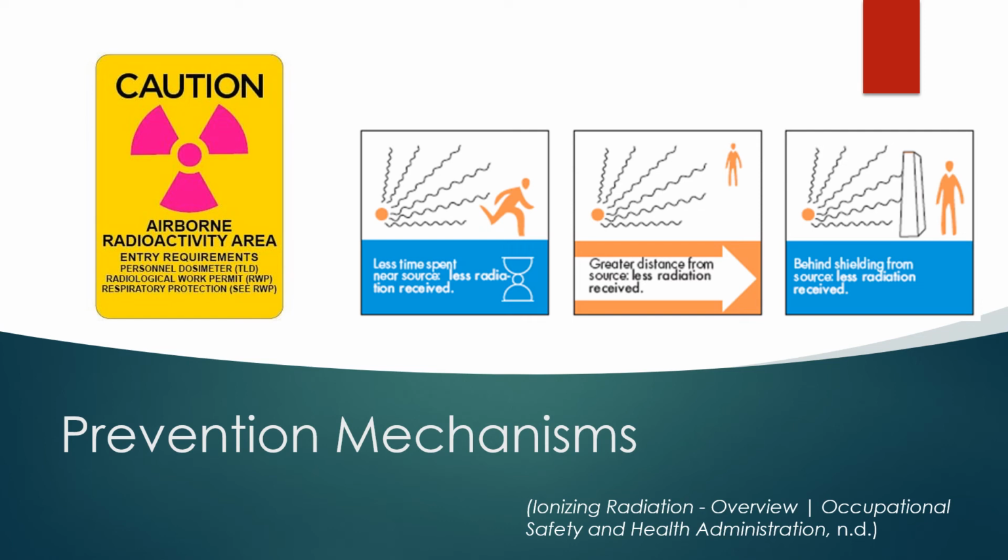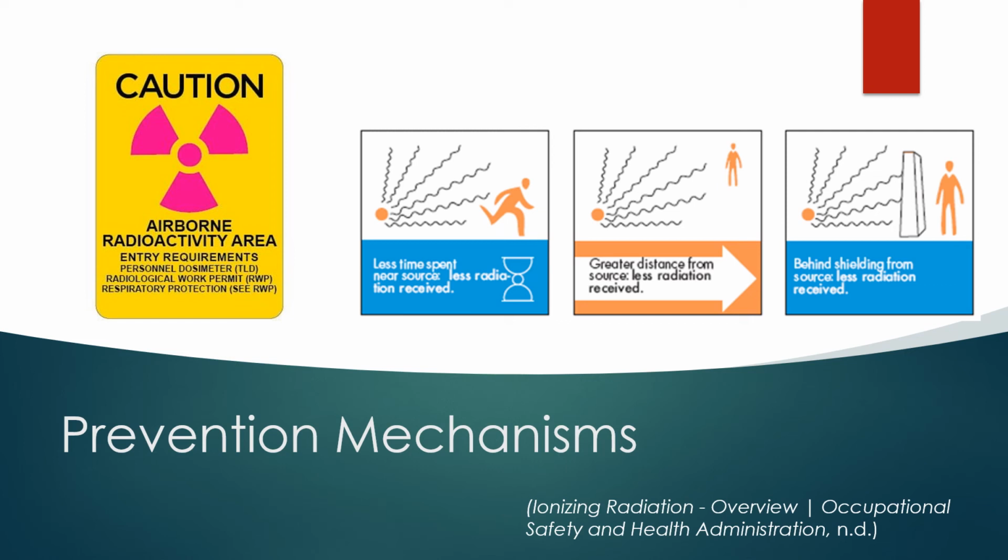Also, each radiation area is required to have posted a sign or signs with the radiation caution symbol and the words. Another prevention is maintaining time, distance, and shielding. With time, decrease the time spent in areas with elevated radiation levels. When it comes to distance, increase your distance from sources of radiation. And with shielding, use shielding for radiation sources.